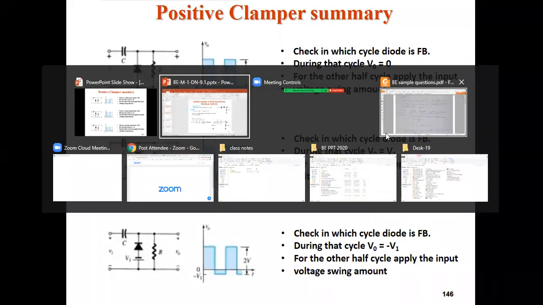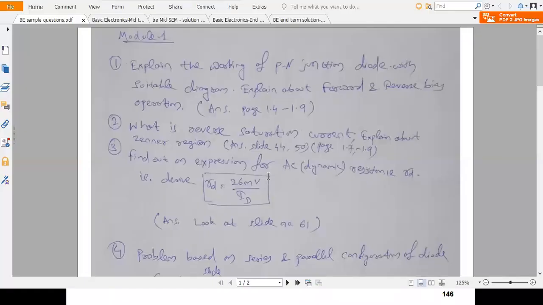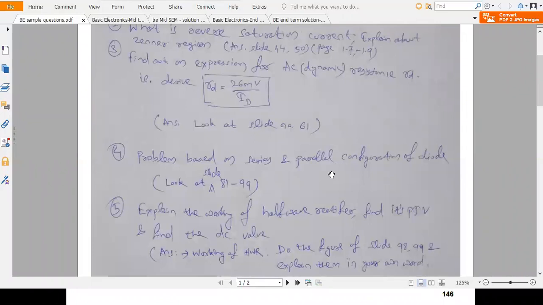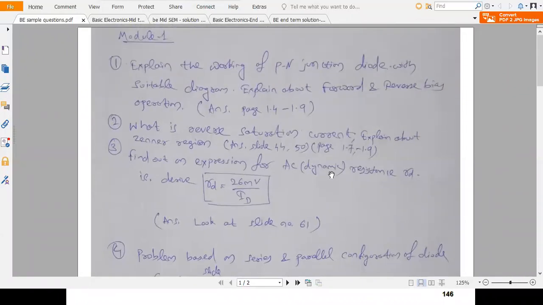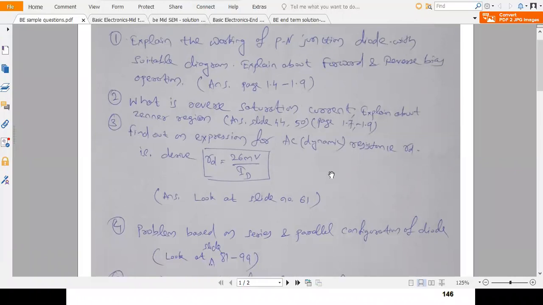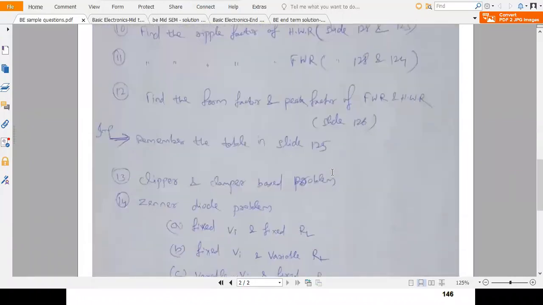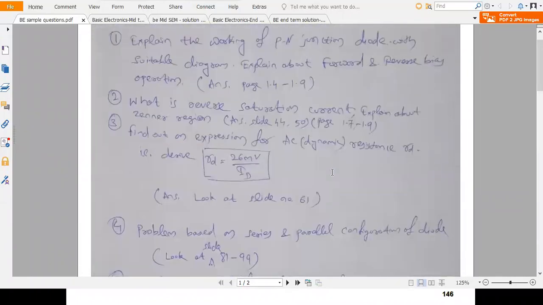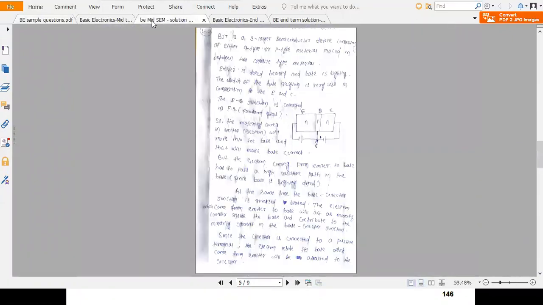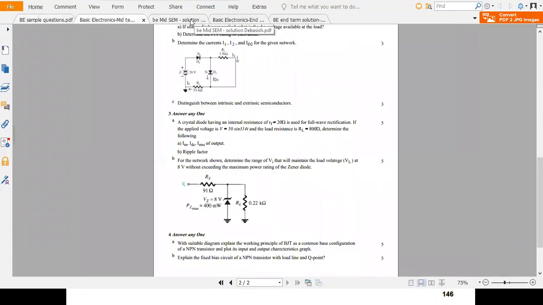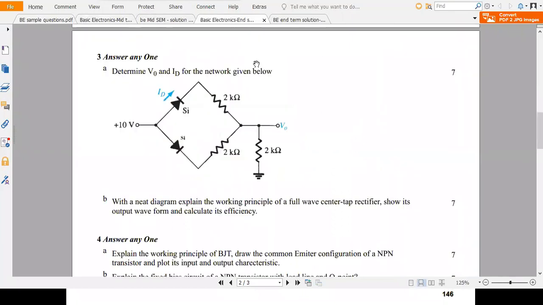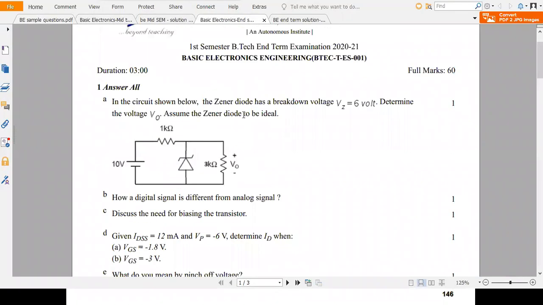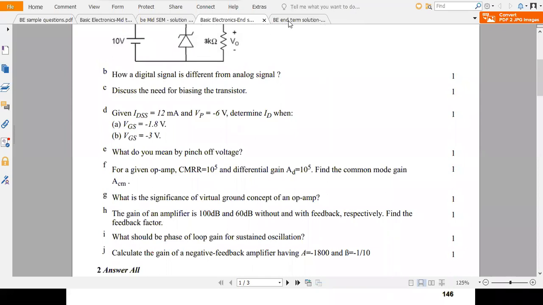I have also sent you previously these sample questions. Have you seen those questions? Yes, sir. In WhatsApp I had sent you. Okay, also with the page number, all these things I have written, so just go through it. Also your basic electronics mid-sem questions I have given you, and the basic electronics end-term questions also I have given you. Okay, so those things you go through.